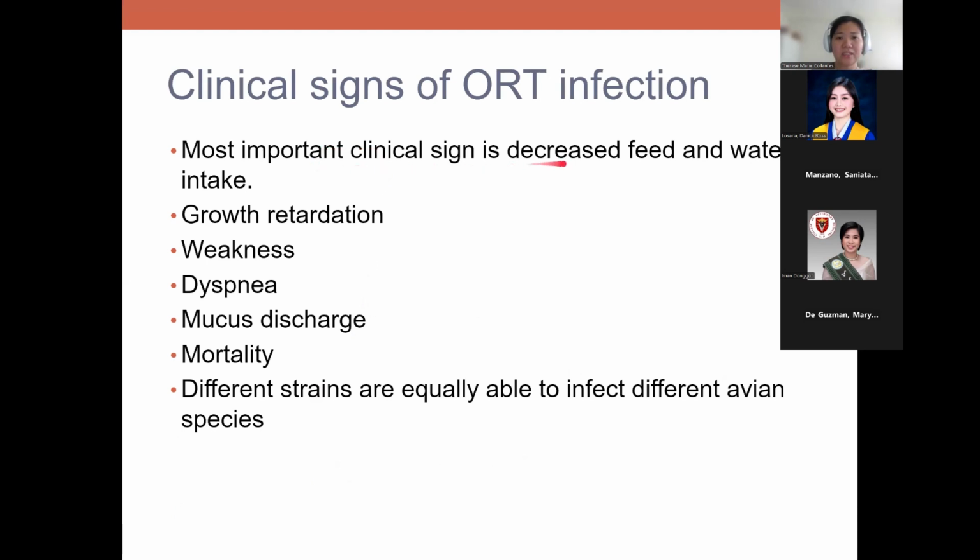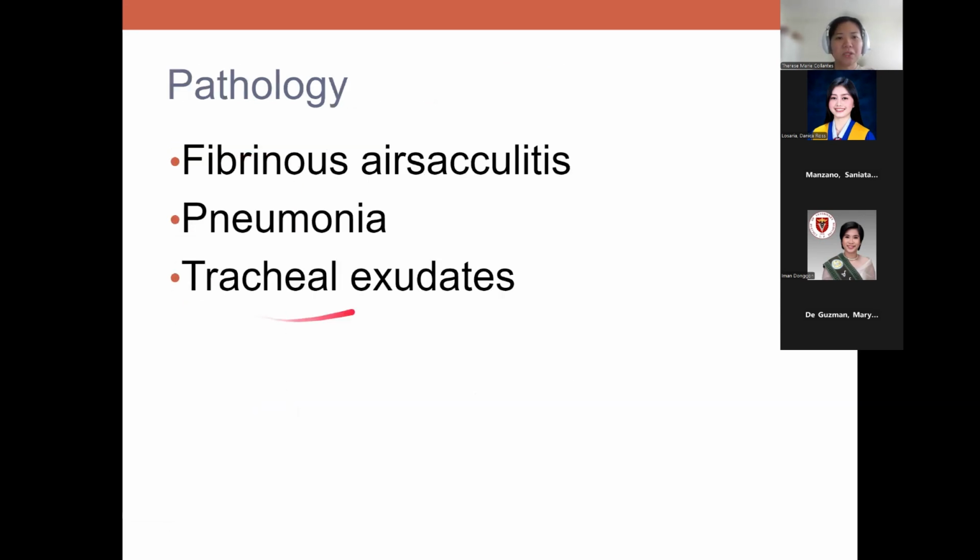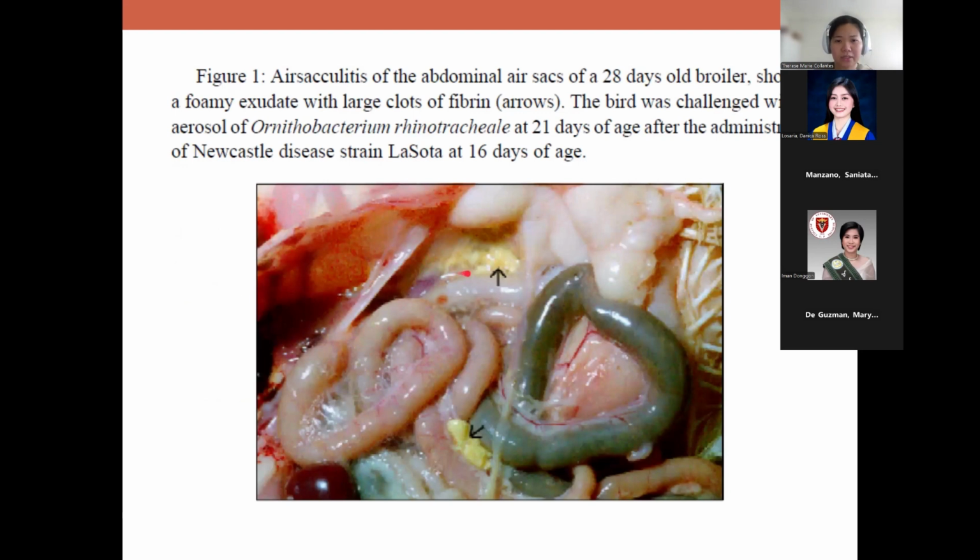So the most important clinical sign is decreased feed and water intake. Even though naka-state yun dito, you should take note in poultry: one of the first clinical signs that you will notice with any disease, for example, viral or bacterial infection, is that there will be decreased feed and water consumption. There will also be growth retardation, weakness, dyspnea, mucus discharge, and eventually mortality. There are different strains, and they are equally able to infect different avian species. So yun yung major symptoms na nakikita. It's respiratory, but the abdominal air sacs are mostly affected.